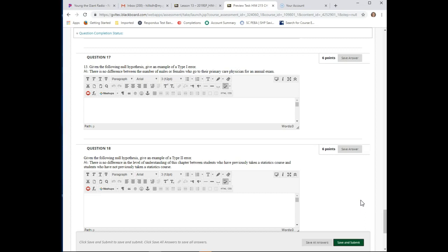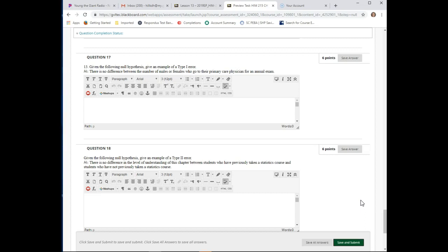Question 17 on your review, question 13 in your book. Given the following null hypothesis, give an example of a type 1 error. The null hypothesis: there is no difference between the number of males or females who go to their primary care physician for an annual exam. So a type 1 error would occur if the null hypothesis were rejected when in fact there is no difference between the number of men or women who go to their primary care physician for an annual exam. So that's the answer.